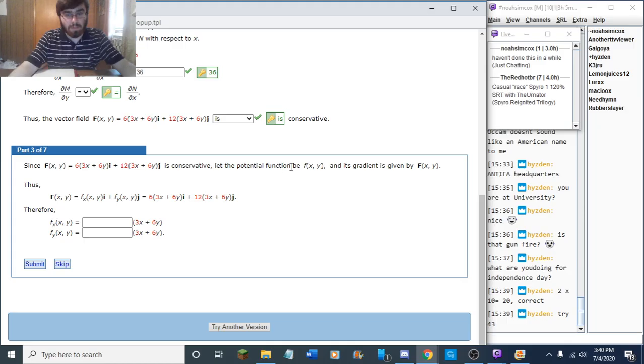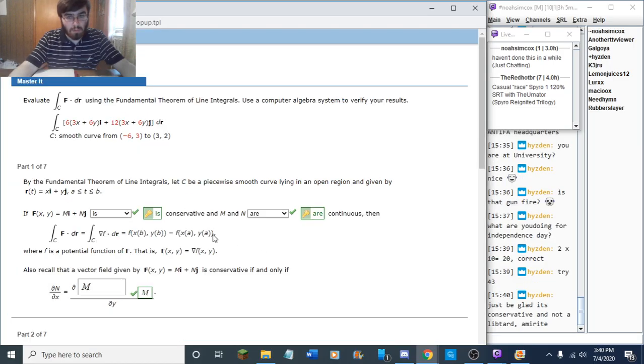Since it's conservative, let the potential function be and its gradient given by this. Thus, that plus that equals that plus that. Therefore, fx... Wait, let's see what they say.